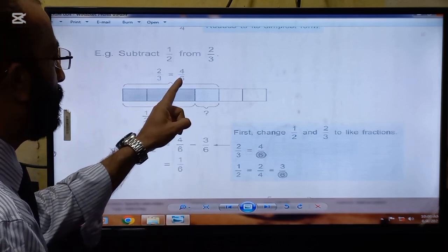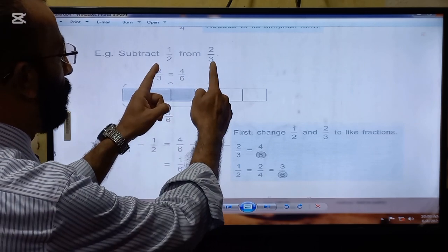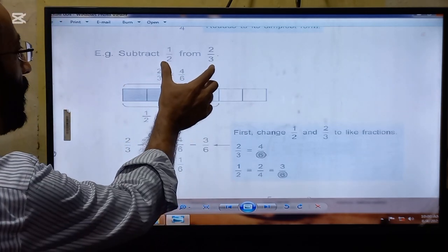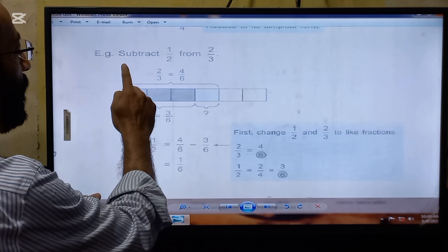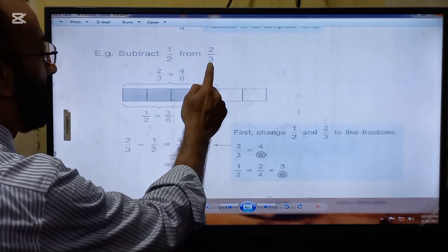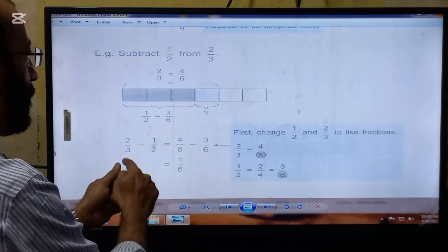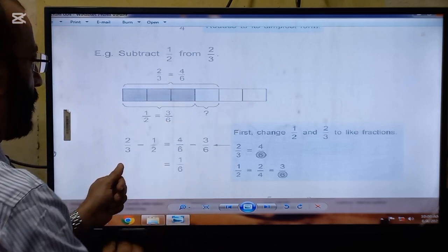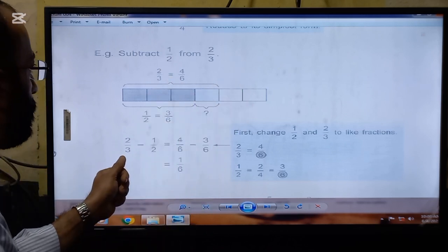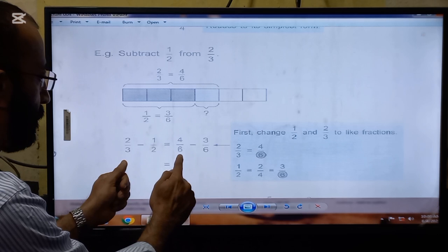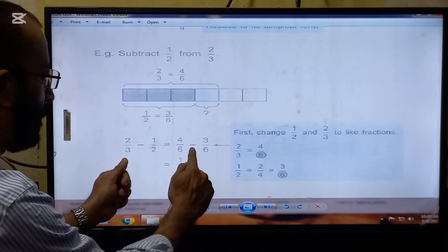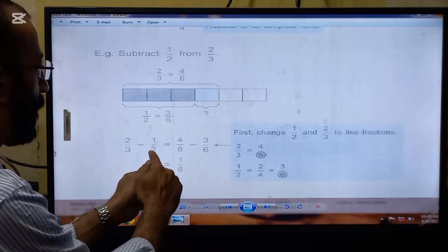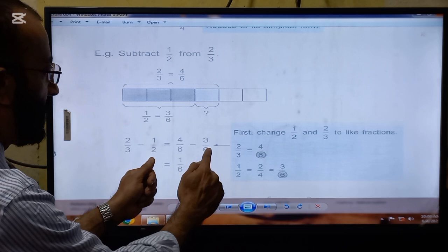So we will put the new fractions in place of the old fractions. So first we will write these fractions. The requirement is subtract this from this. So this fraction will be written first, 2 by 3, and after that, minus 1 by 2. So this fraction 2 by 3 is now 4 by 6, and this minus sign will remain as it is. And this fraction 1 by 2 is now 3 by 6.